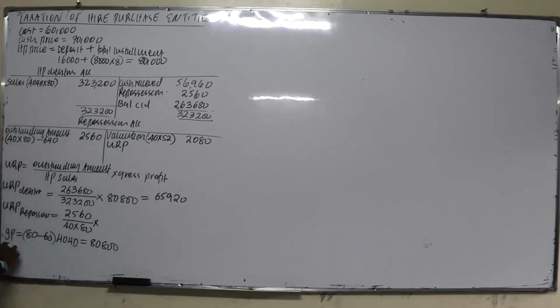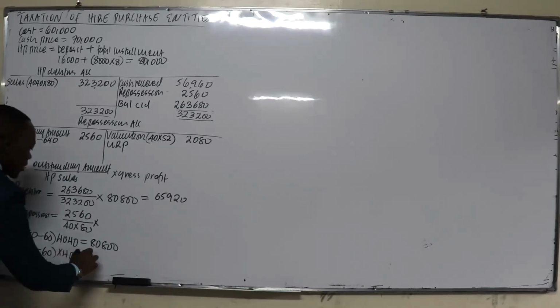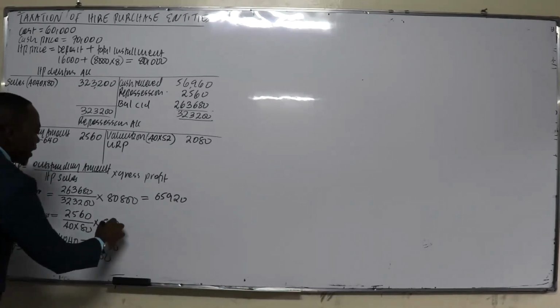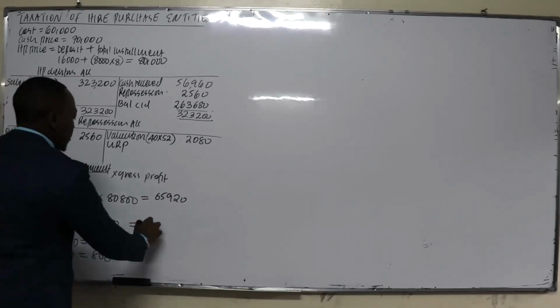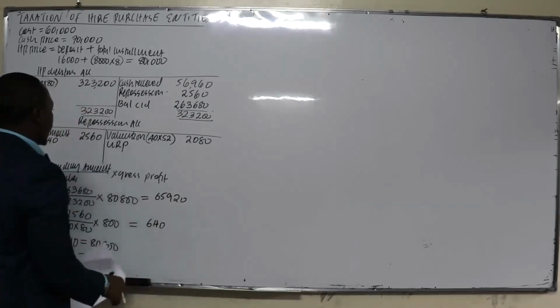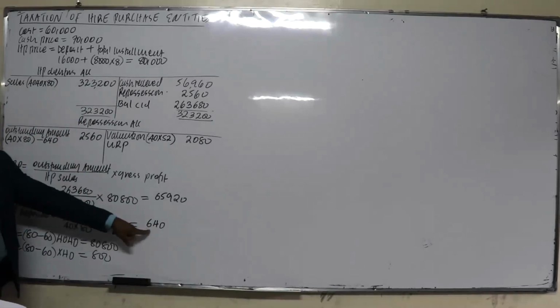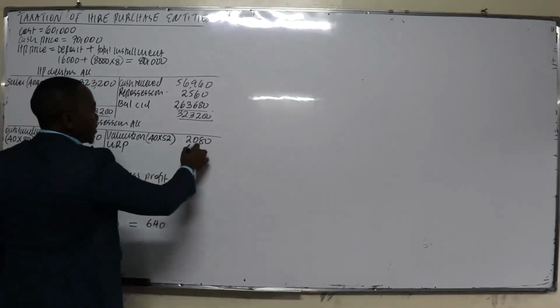So how much is the gross profit? It's still 80 minus 60. You get the gross profit per unit. And then you repossess how many units? 40. Is it 800? Good. So 800. So how much is that? 640. Yeah, so that means of this outstanding amount on repossession, the profit you expected to receive was 640, of which you won't receive, so you eliminate 640.